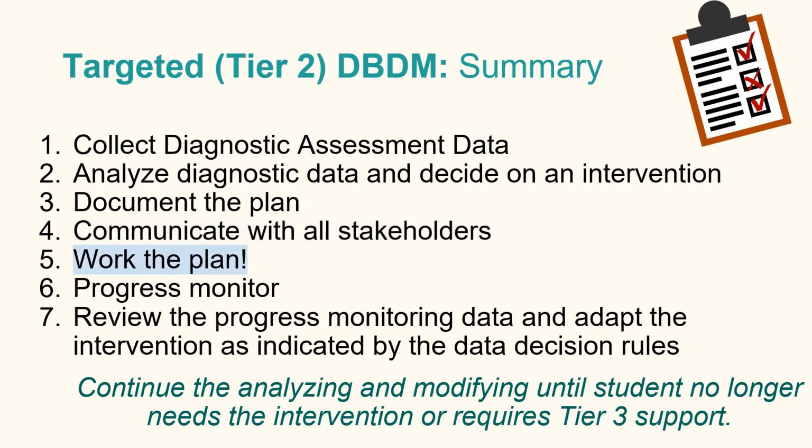Then work the plan. Put the intervention in place. Make sure to conduct progress monitoring every 2 weeks or in accordance with the progress monitoring tool's guidelines. Then continue the cycle of reviewing the progress monitoring data with the team every 4 weeks, adjusting the intervention when needed until the student no longer needs the intervention or data indicates that a Tier 3 intervention is needed.